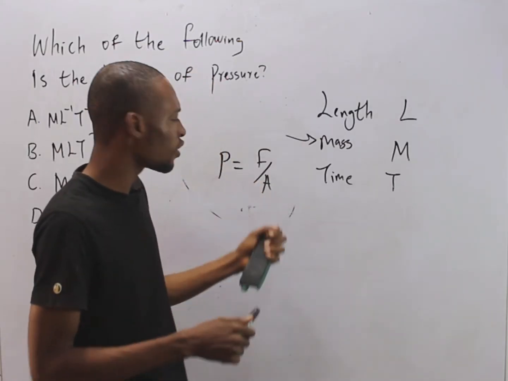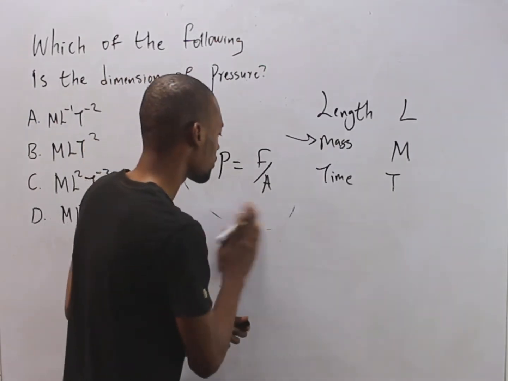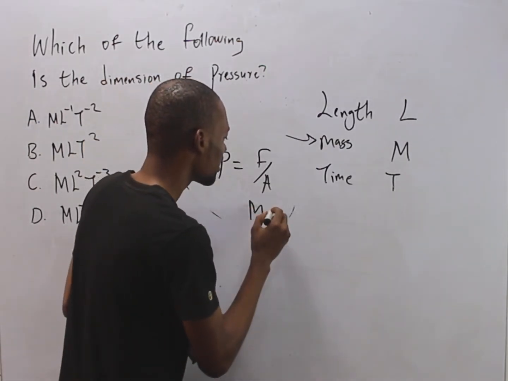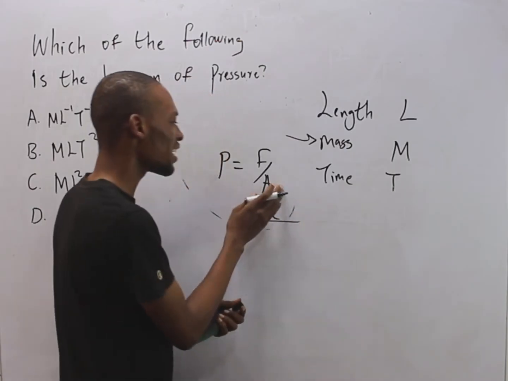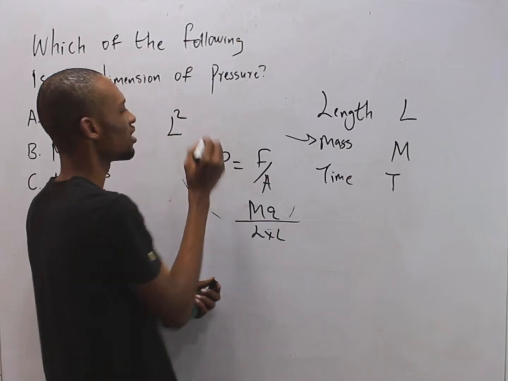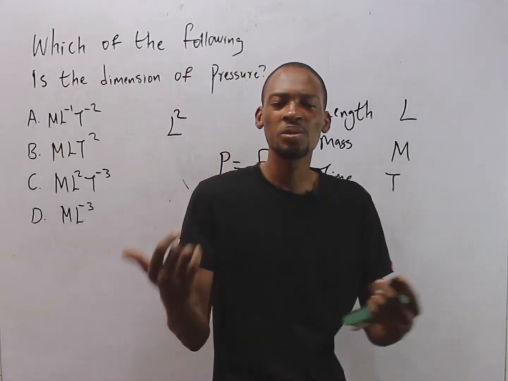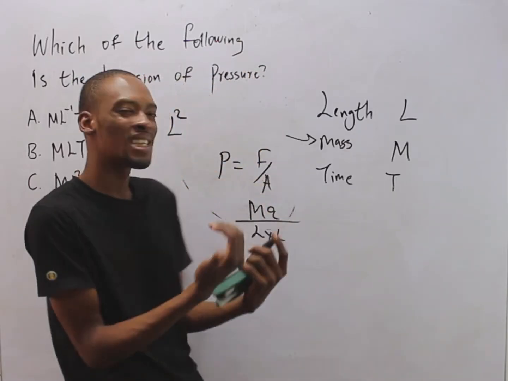If pressure is force over area, what is force? Force is mass times acceleration. And what is area? Area is length times length. L squared, that is area. Length times length. And the unit of area is meter squared.